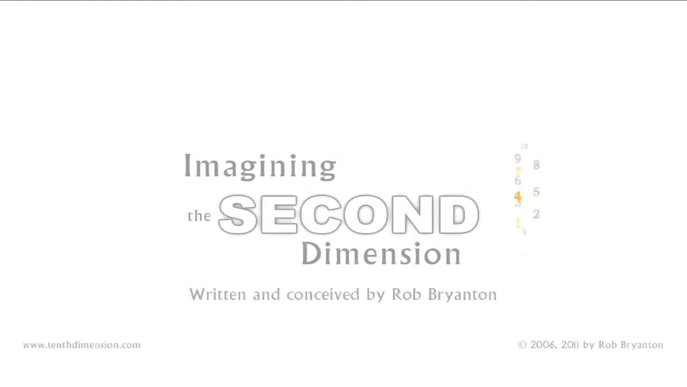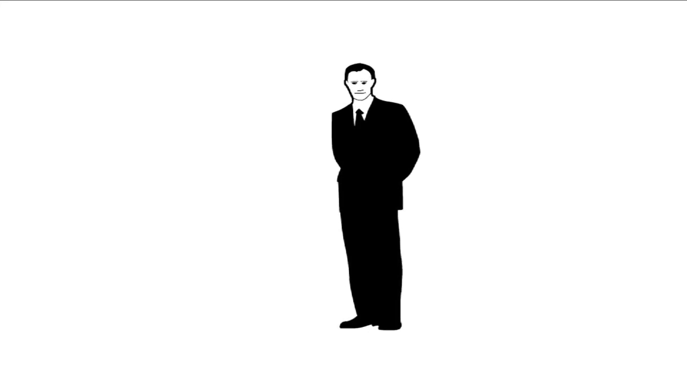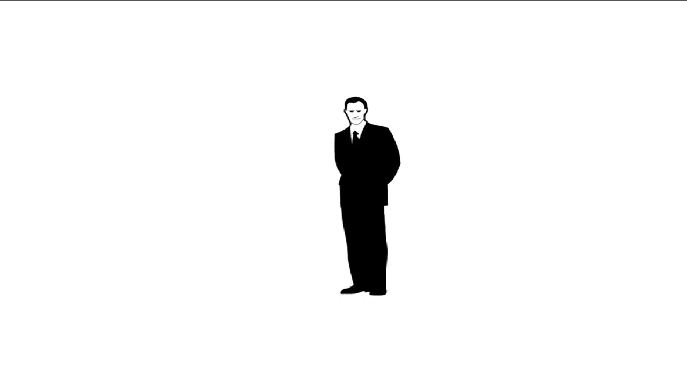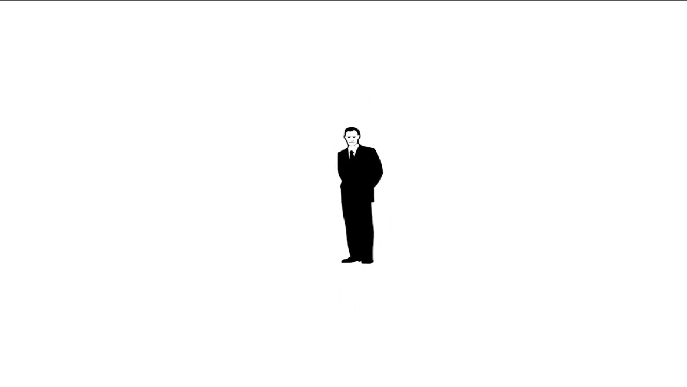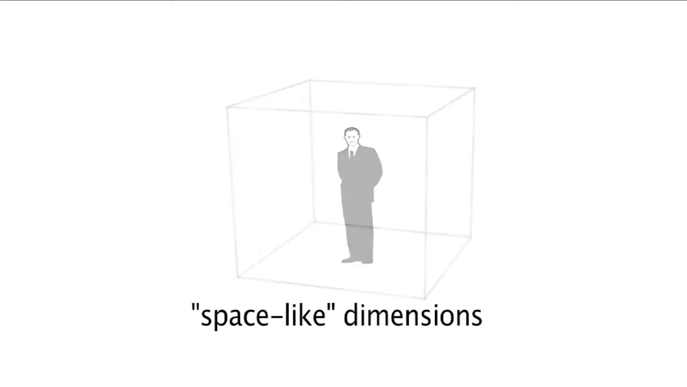Imagining the second dimension. Let's go back to basics. The most important thing to remember as we're talking about these 10 dimensions is that they're spatial dimensions. Some people get confused by that word, spatial, because they think it's intended to only apply to the third dimension, the length, width, and depth of the space we see around us. In fact, some physicists do prefer to use the term space-like when talking about the extra dimensions.